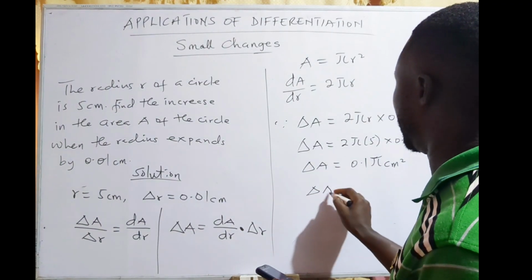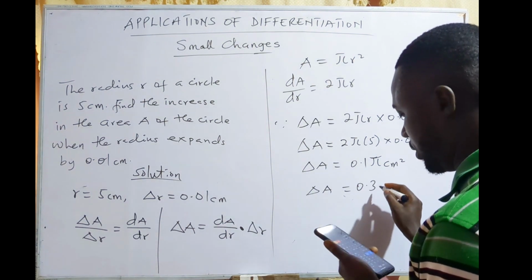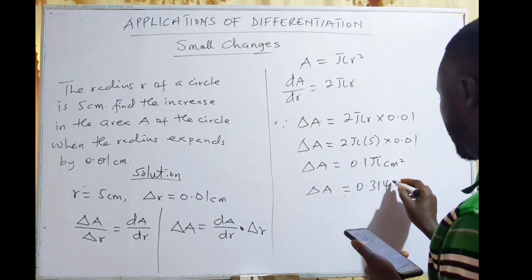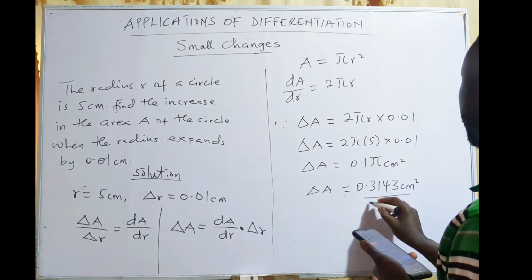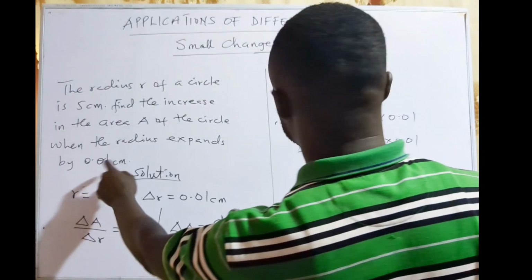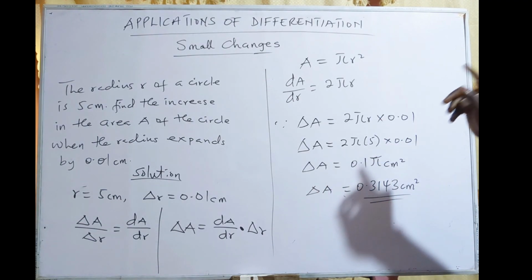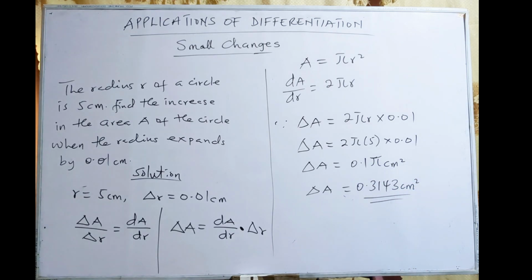Or if you want to write the value of pi, let's take pi as 22 over 7. That will give us 0.3143 centimeter square. So this will be the change in the area if the radius changes by 0.01. The area will change by 0.3143 centimeter square or 0.1 pi centimeter square. I believe you get it. Alright. That is so simple to do. So in our next lesson, we'll look at some past questions and then we solve.